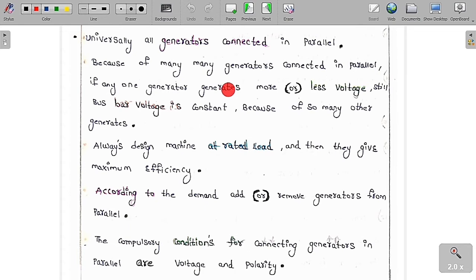Because many generators are connected in parallel, if any one generator generates more or less voltage, the bus bar voltage is still always constant because of so many other generators. So always design the machine at the rated load and it will give the maximum efficiency.